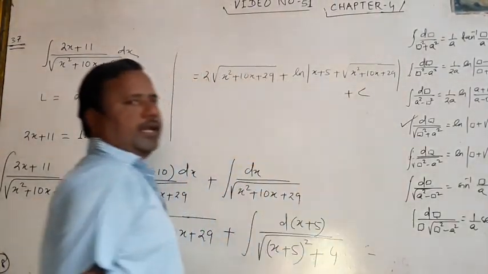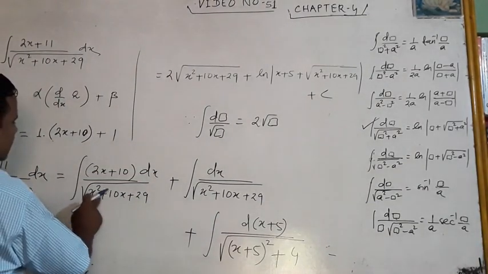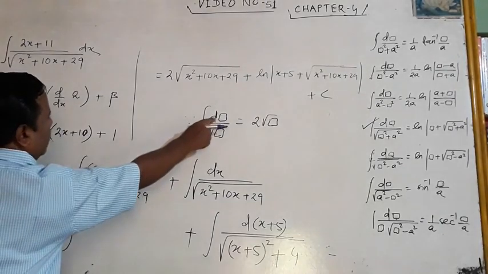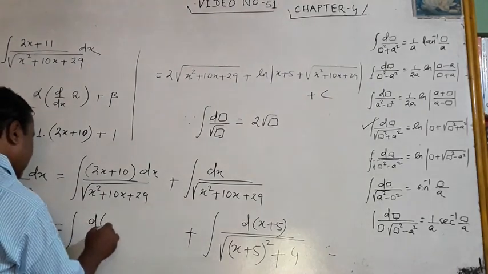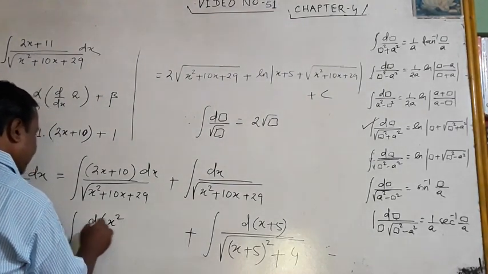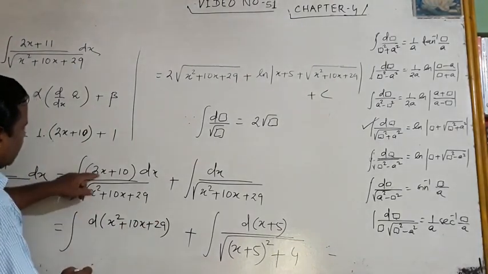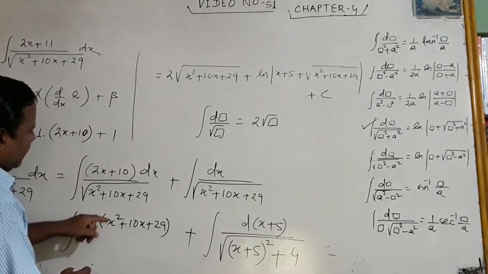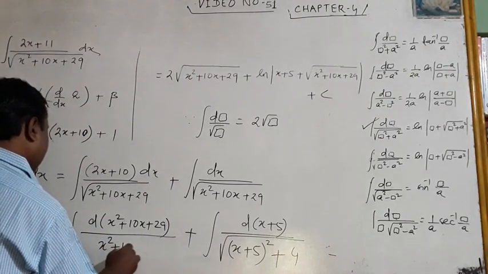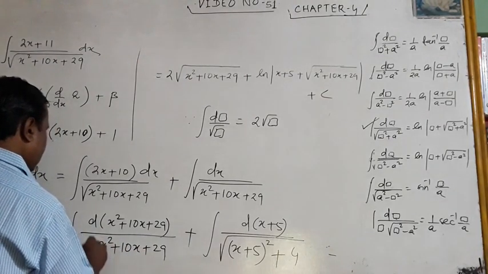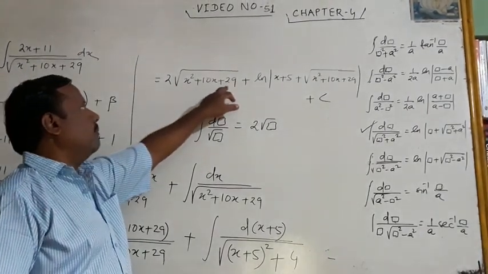Plus C. Okay, I am repeating this line again. It is x square plus 10x plus 29. We know d box by root over box is 2 root box. So I am writing this as the derivative of x square plus 10x plus 29. In place of (2x plus 10) dx, I am writing the derivative of x square plus 10x plus 29, by root over x square plus 10x plus 29. Now applying this formula, you get this point. Okay.